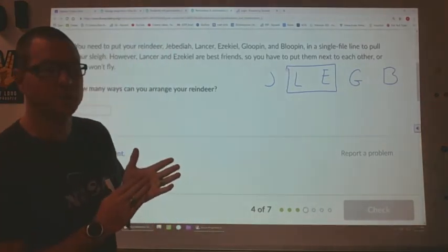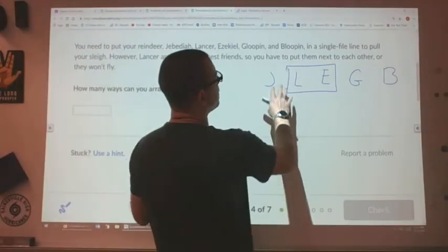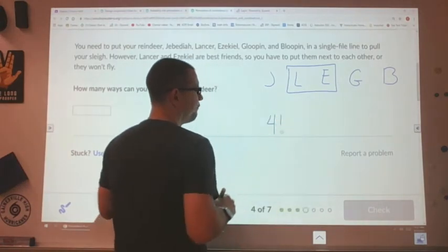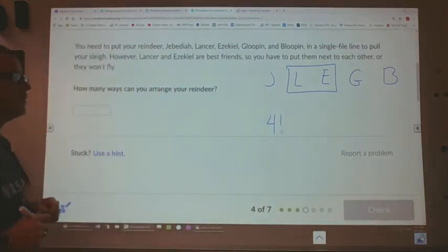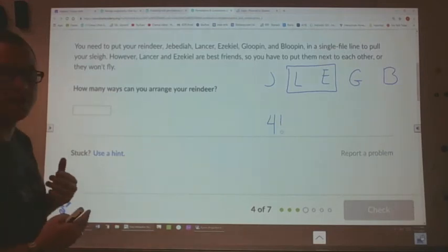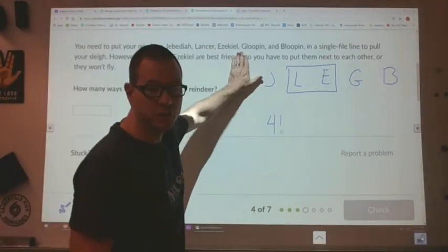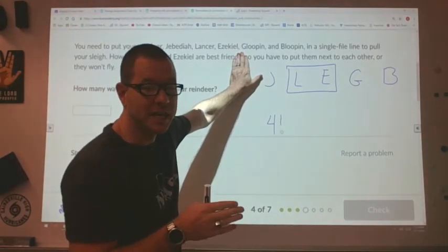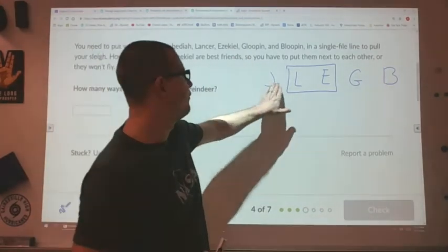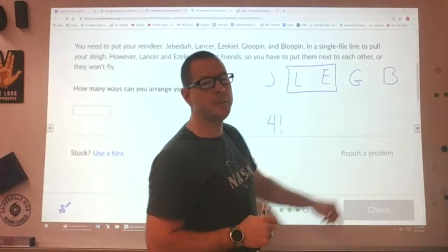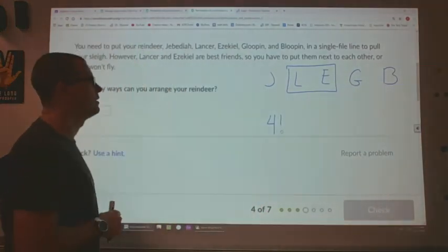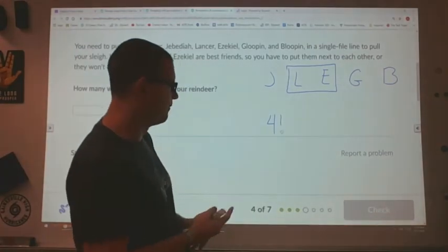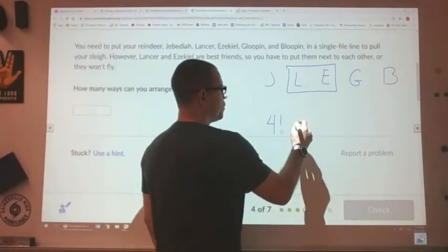They have to be next to each other. So really, even though there are 5 reindeer, I'm going to look at it as 4 reindeer and figure out how many different ways I can arrange them, which, again, the number of ways you can arrange a number of objects is that number factorial. So if we have 4 unique objects, in this case 4 unique reindeer, then we can arrange them in 4 factorial ways. 4 times 3 times 2, that's 24.